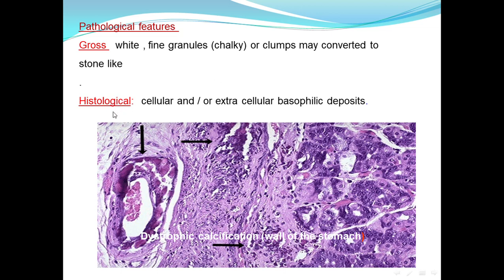The histological appearance of pathological calcification, or calcium deposition in the tissues, is cellular and/or extracellular basophilic deposits. This is the appearance of calcium histologically. This is dystrophic calcification in the wall of the stomach.